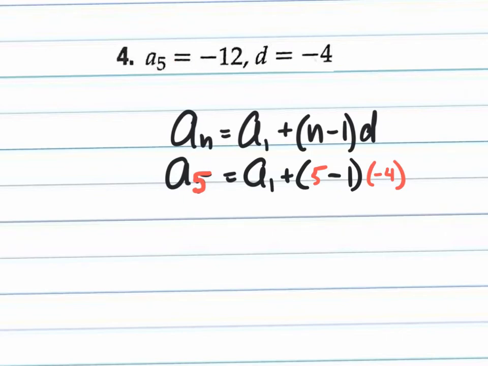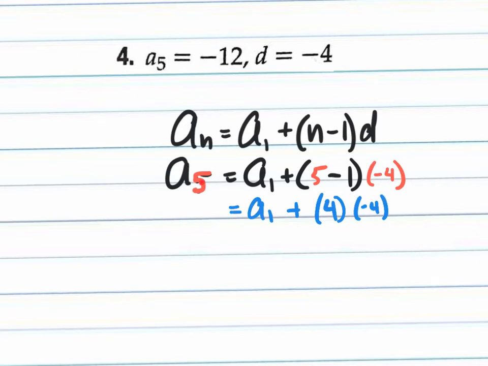What we're doing here is taking what they give us to find out what we need, right? What do we need? We need a sub 1 and we need the d. We already have the common difference. We don't have the a sub 1. Let's find the a sub 1 by simplifying all this and solving for a sub 1. So 5 take away 1 is 4. So we have 4 times negative 4. We do have this plus sign and the a sub 1 over here equals.